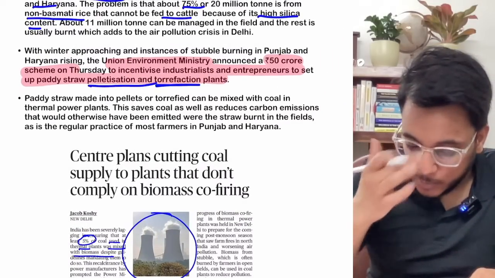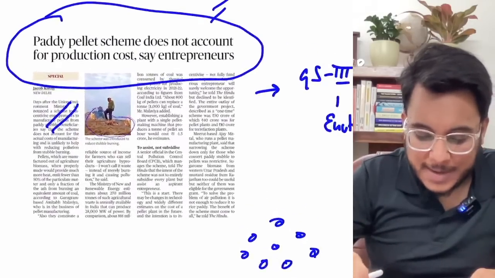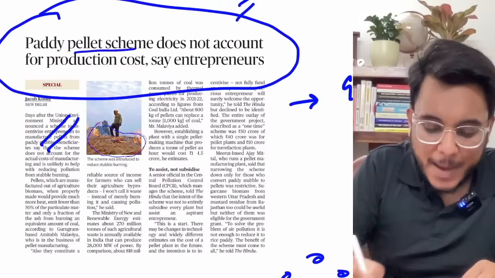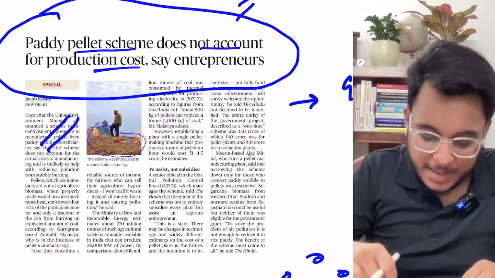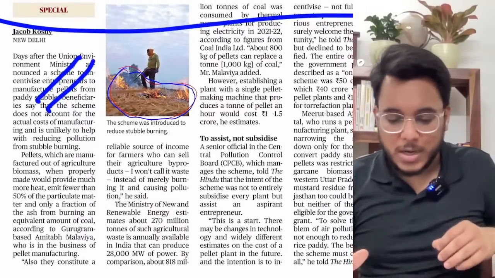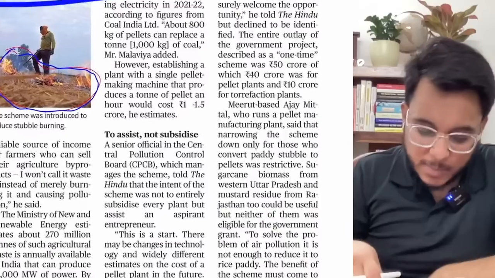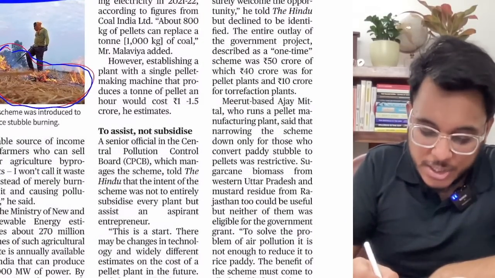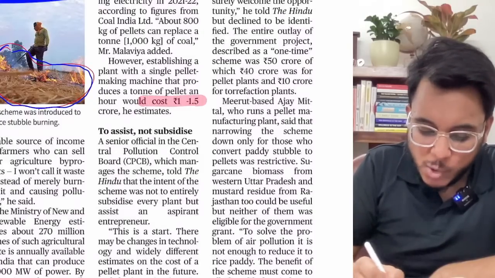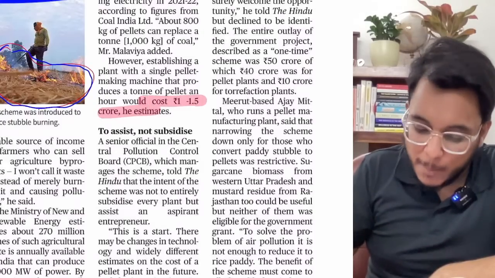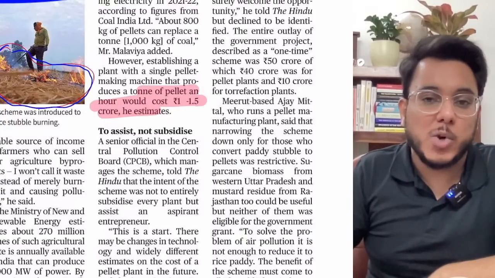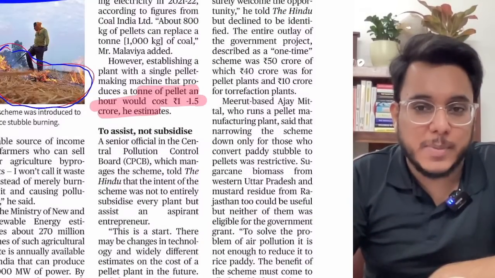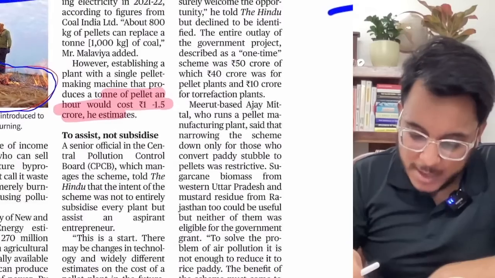Now in this scheme it was provided that entrepreneurs will be incentivized, but the entrepreneurs are not happy. They say that this paddy pellet scheme does not account for production cost, and the cost outlay is very much less. Pellet-making machines cost around 1 to 1.5 crore rupees. A machine giving 1 ton of pellets per hour costs 1 to 1.5 crore rupees. So the announced scheme, just a 50 crore rupee outlay, is not enough.